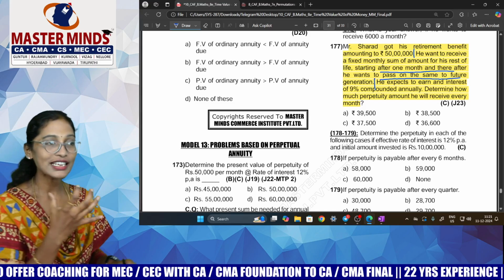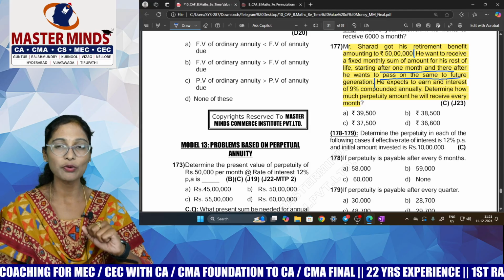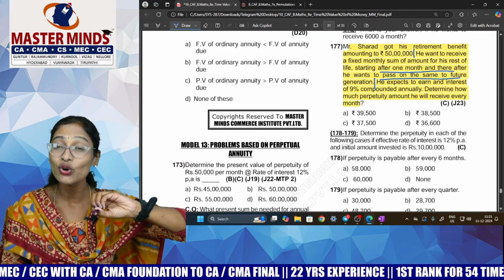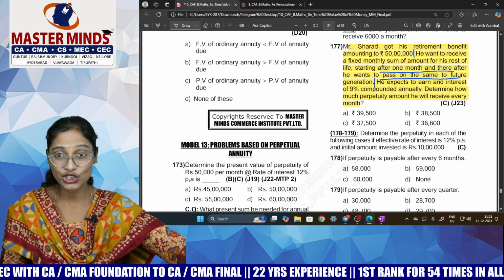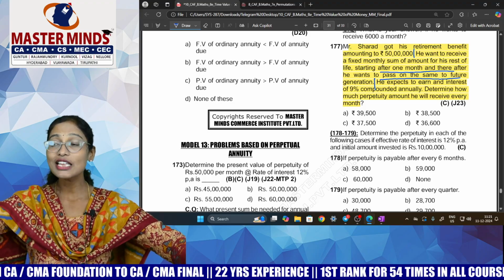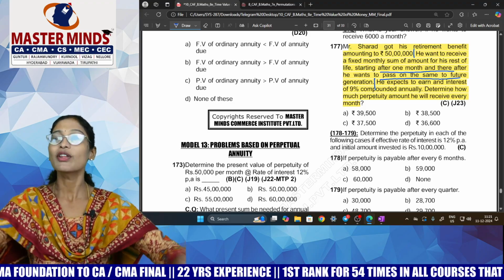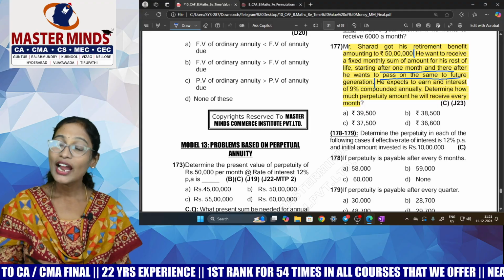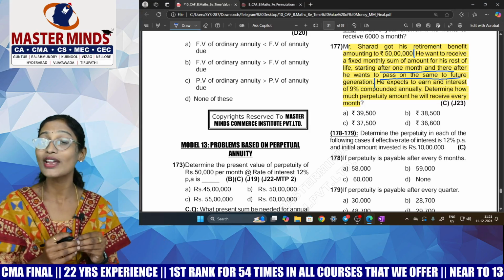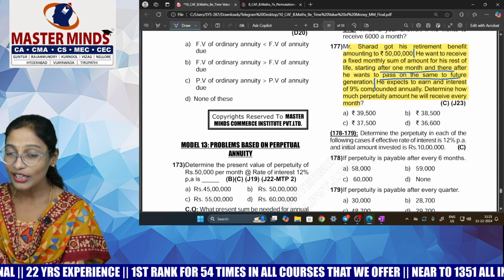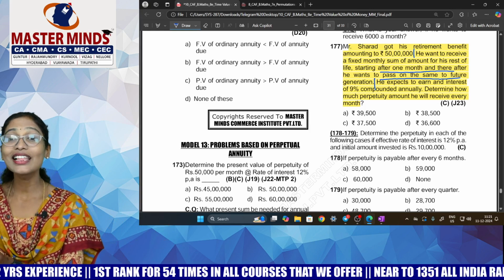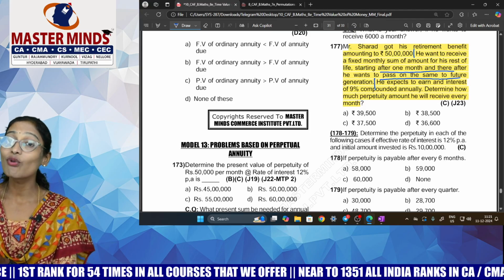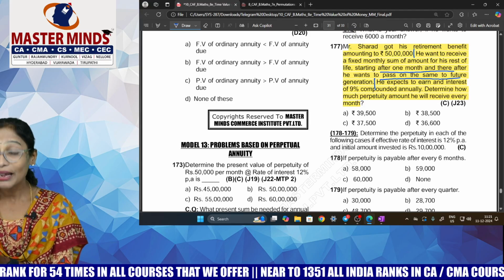Sharad got 50 lakhs as his retirement benefit as a lump sum amount. He wanted to invest this 50 lakhs in such a way that he receives something every month. Sharad is investing 50 lakhs now, and he wants to receive something from the end of the first month till the end of his life. After he passes on, he wanted to pass on this monthly payment to whom?